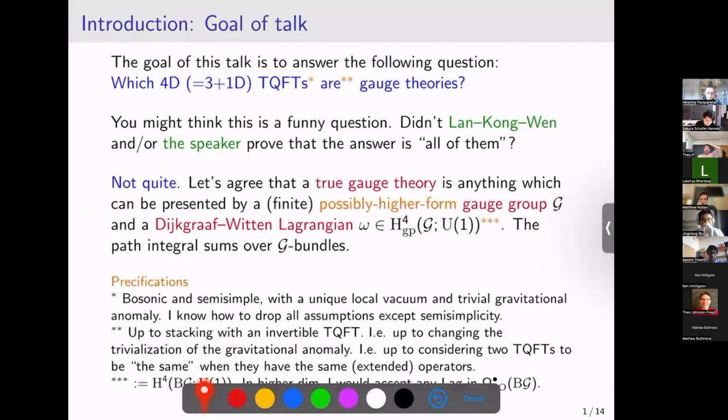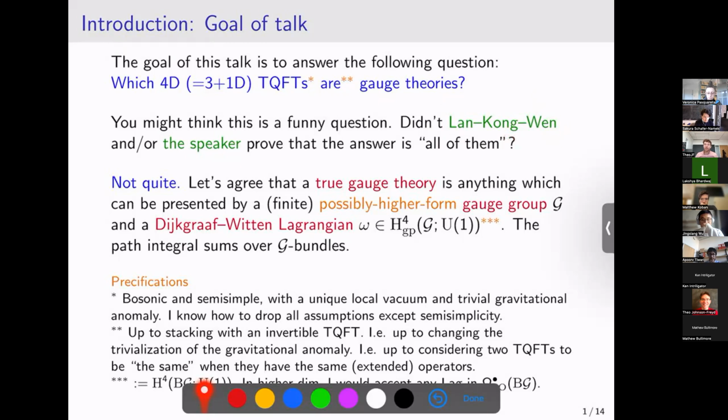The overall goal of the talk and the project that I want to tell you about is to do a detailed study of exactly which four-dimensional TQFTs are really gauge theories. You might think this is a funny question for me, of all people, to be presenting on, because I might have a paper that did something towards proving that every 4D TQFT is sort of a gauge theory. So what I really want to do is tell you some subtleties in this classification of 4D TQFTs, although I may have been involved in it.